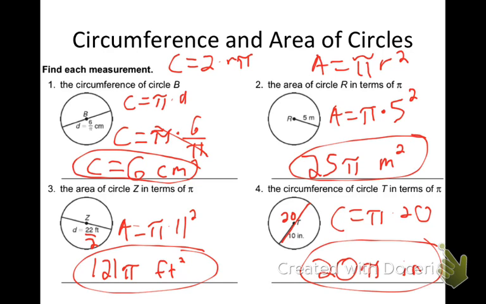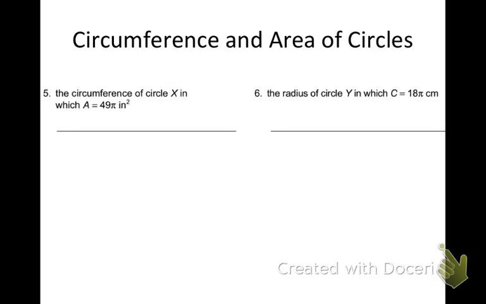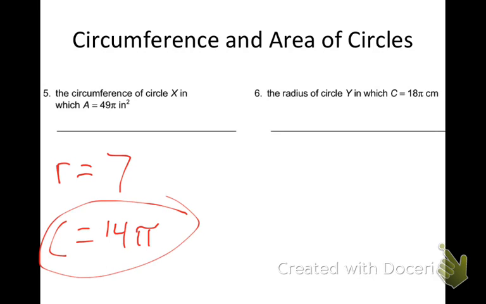Again, that's using the formulas for circumference and area. Using that information, take a couple seconds and try numbers 5 and 6. Number 5, it says the circumference of circle X in which A equals 49 pi inches squared. Well, it gives me the area. So what can I find right away? I can find the radius. What's my radius equal then, Noah? 7. And if my radius is 7, what's my circumference then? 14 pi. Nice job.